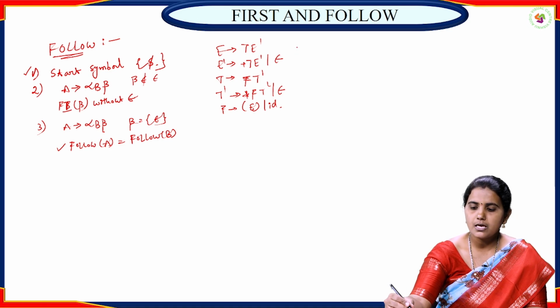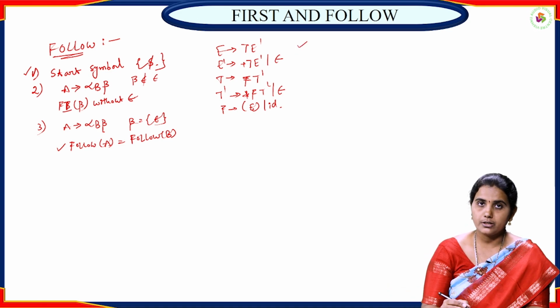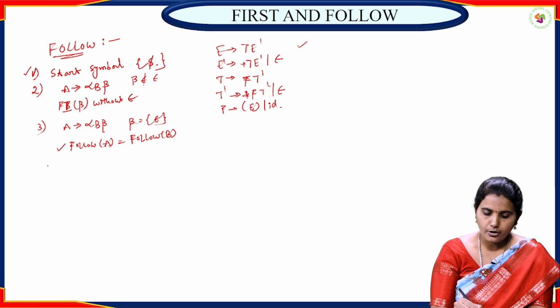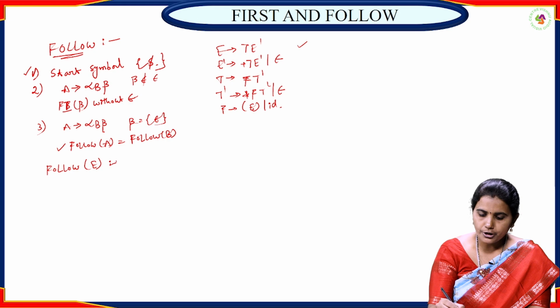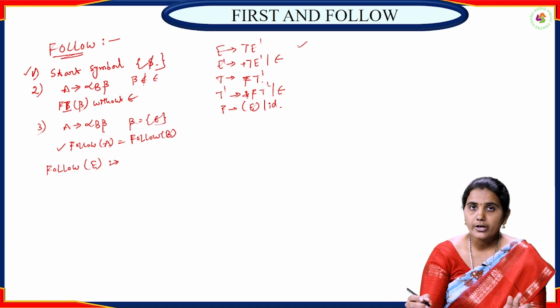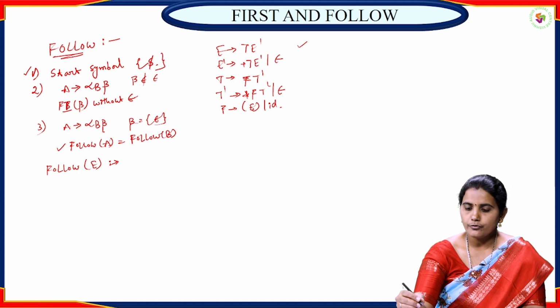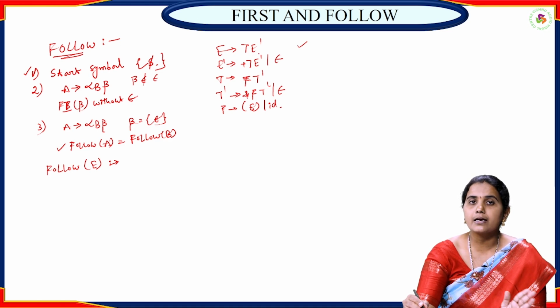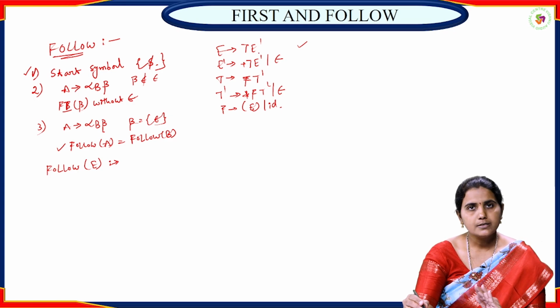Let us start with the same example, where we already found the first function. Start with follow of E. Now you are going to choose the productions. Just observe the right hand side where E is present. Then go for the first production. The first production is E implies TE dash. Here E is not present in the right hand side of your production. In the first set you choose the left hand side symbol. In the follow set you take the right hand side symbol.